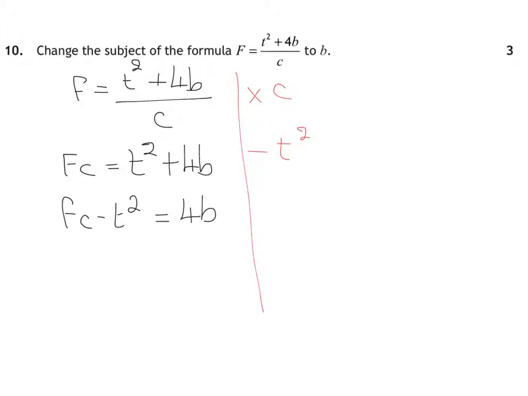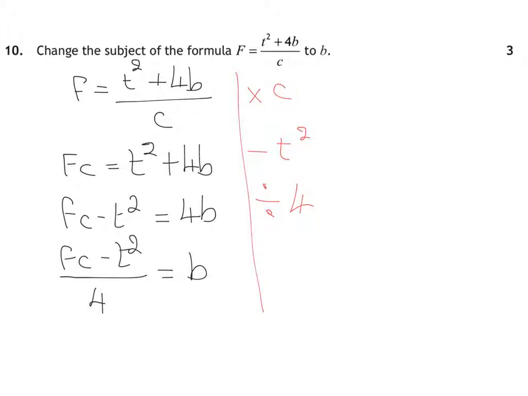So we've taken away our t squared, so we have fc minus t squared is equal to 4b. I want the b by itself. To do that, I need to divide by 4, because with 4b, to get b by itself, we're dividing both sides by 4. Now remember, it's all of this that you're dividing by 4, so turn it into a fraction. So you get fc minus t squared all over 4 is equal to b. Done.